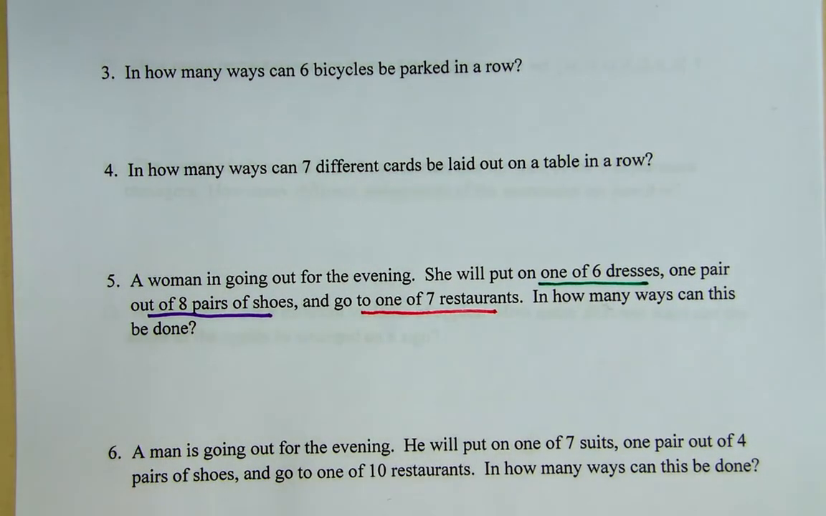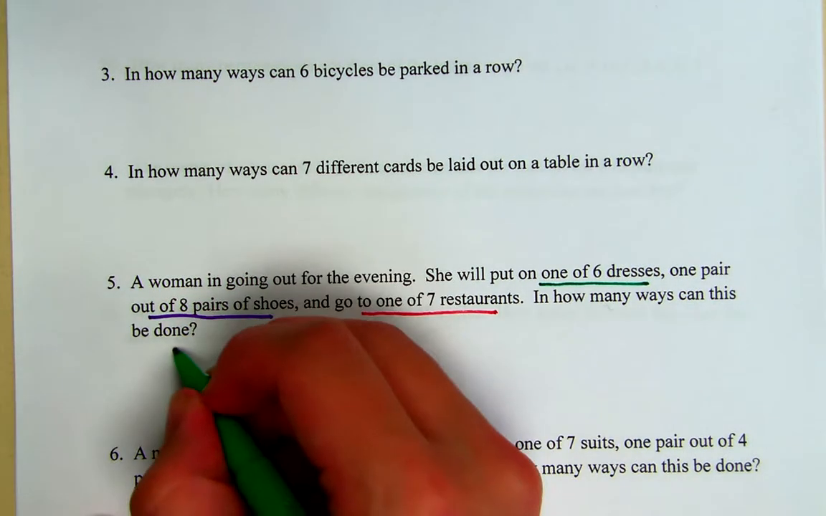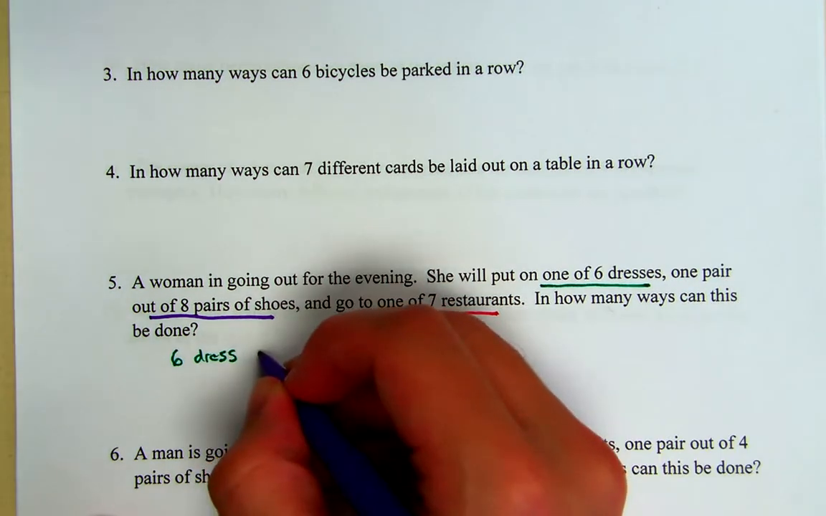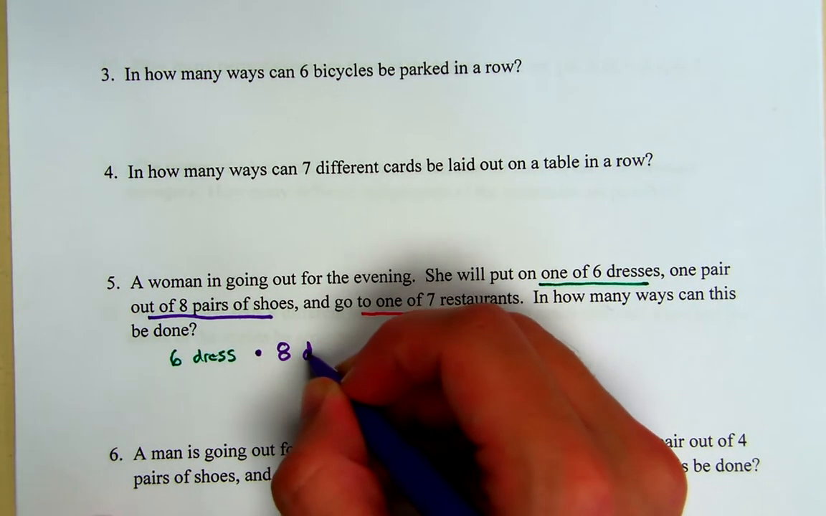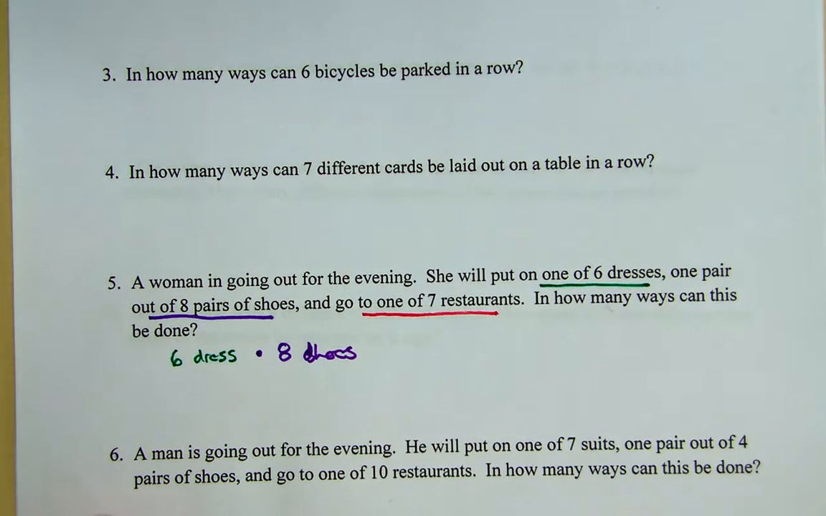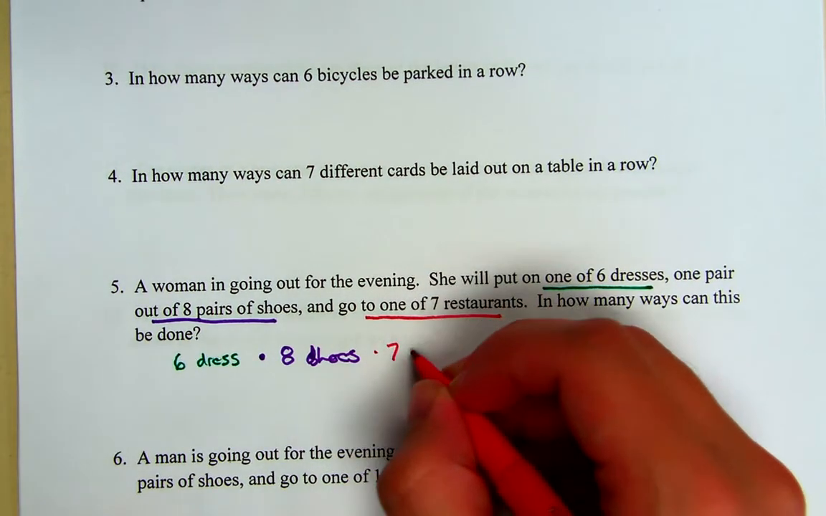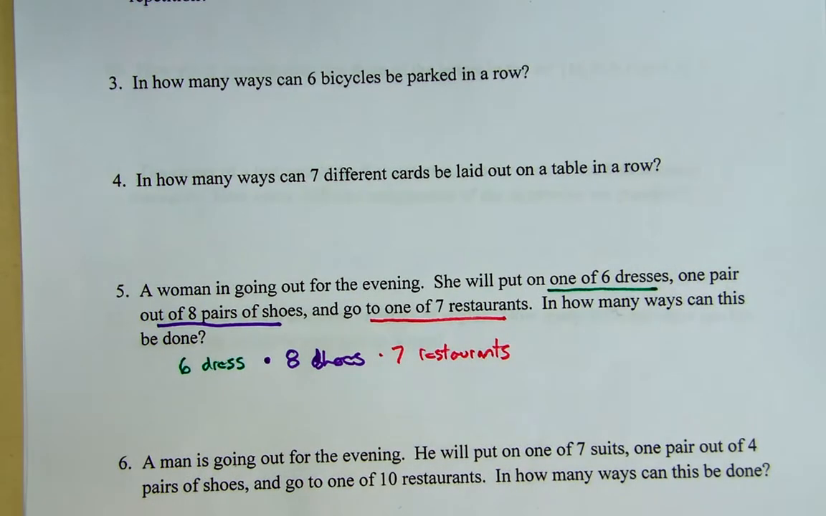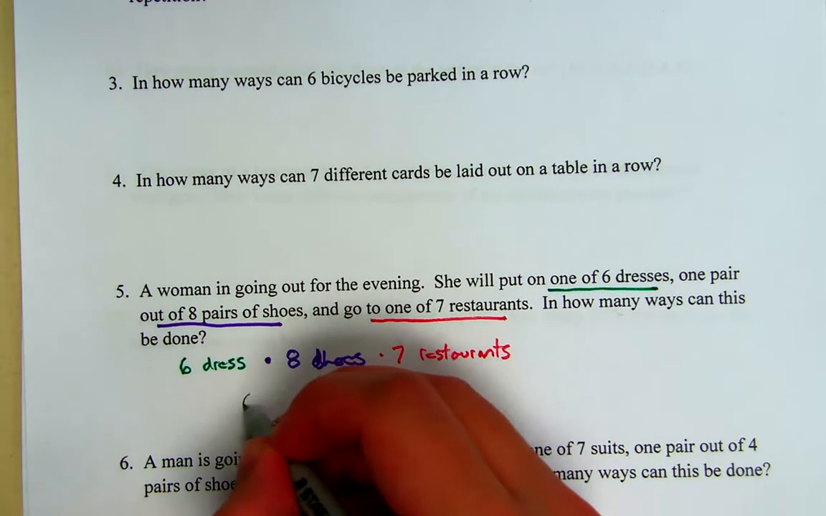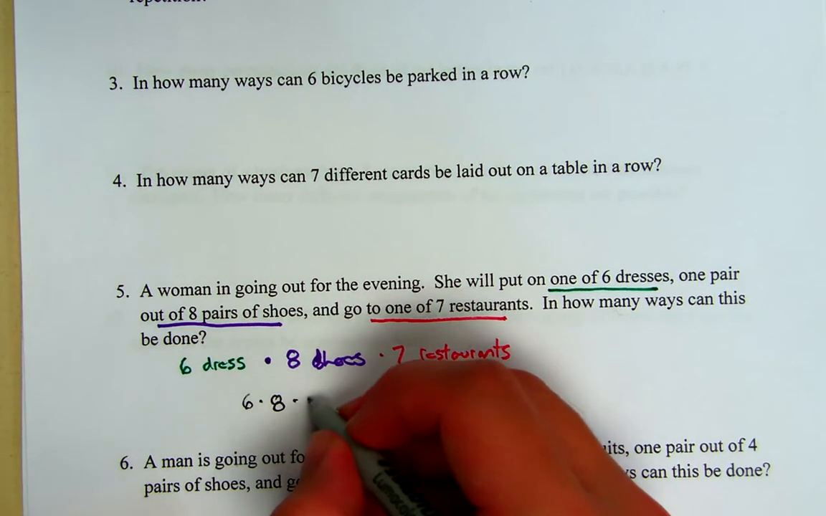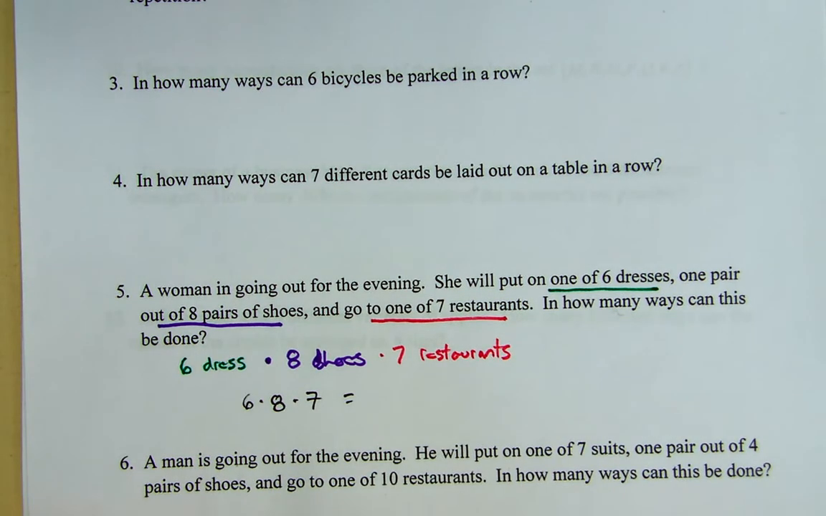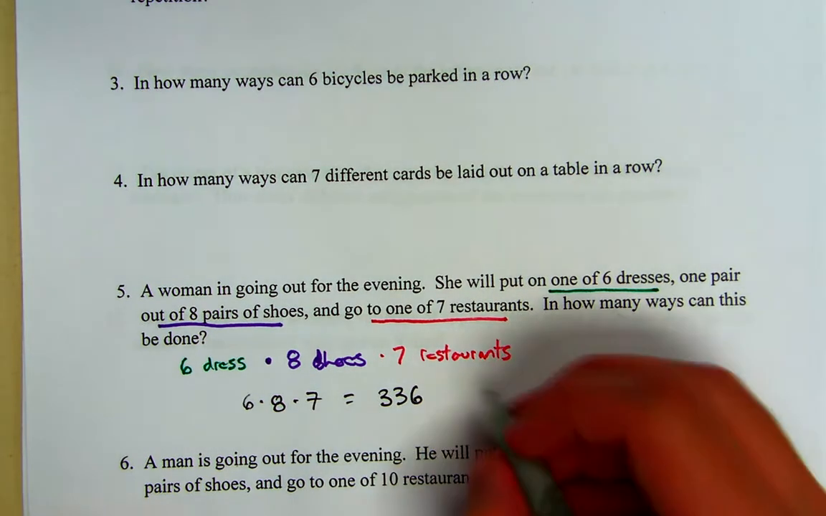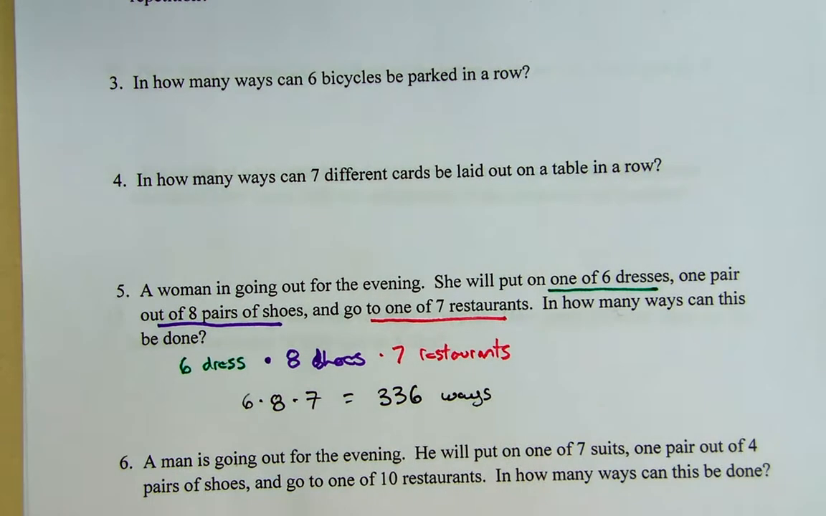So in this case, we have to figure out how many total options there are. Well, I can wear 6 dresses. I can times that by 8 different types of shoes, and I've got 7 different restaurants that she can visit. So in the end, it boils down to, what is 6 times 8 times 7? Well, 6 times 8 times 7 gives us 336 different ways that she can combine those.